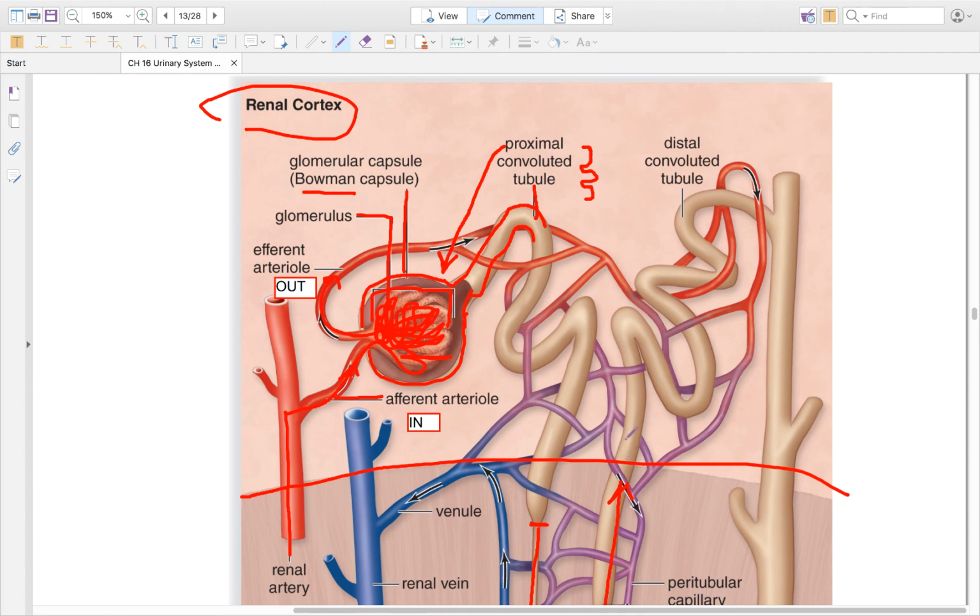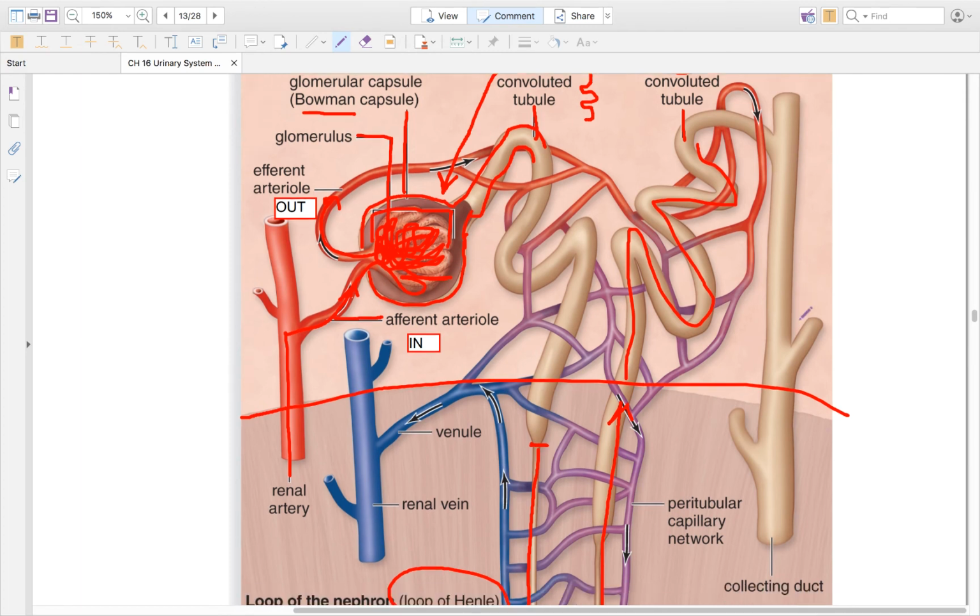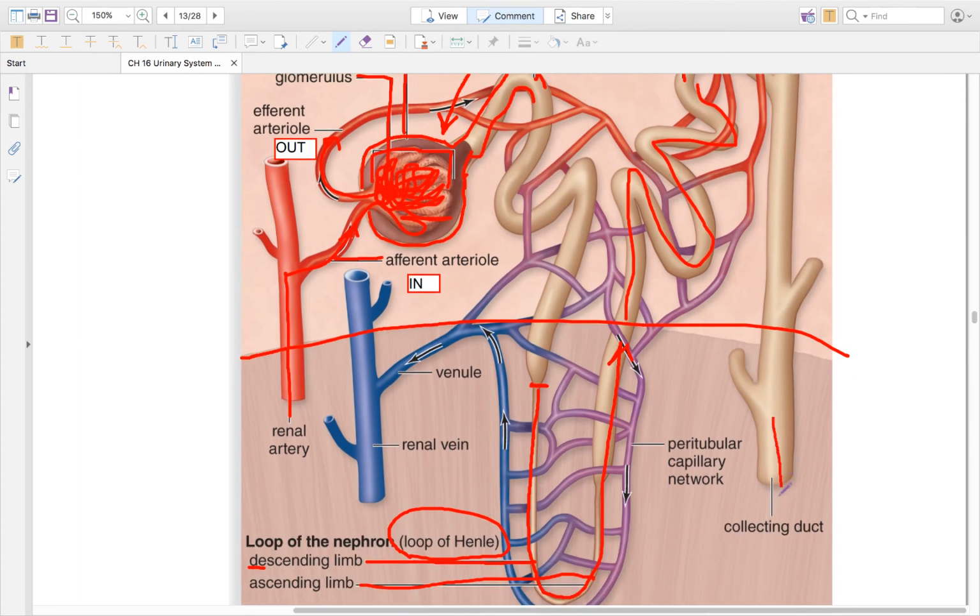All right. And then afterwards we have this distal convoluted tubule. What does distal mean? Distant, far away from the original location of blood, which is the glomerulus. Okay, then we have the distal convoluted tubule, and then if you follow it all the way down, this is the collecting duct.